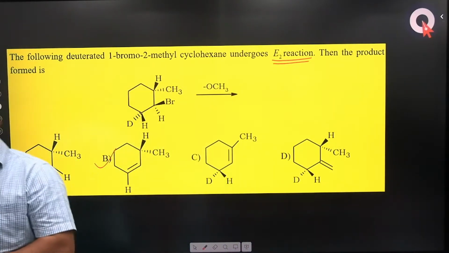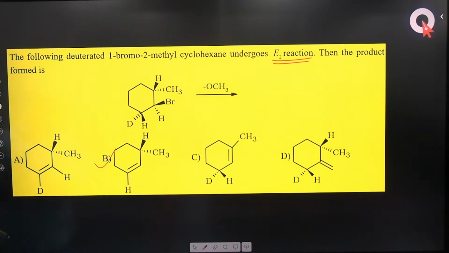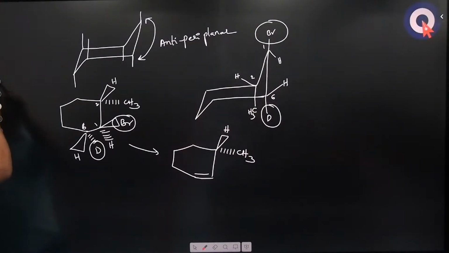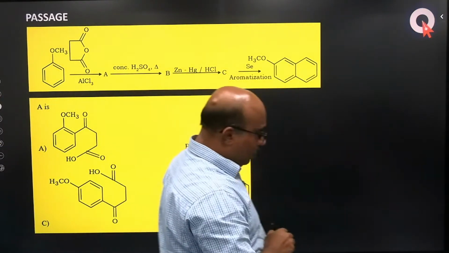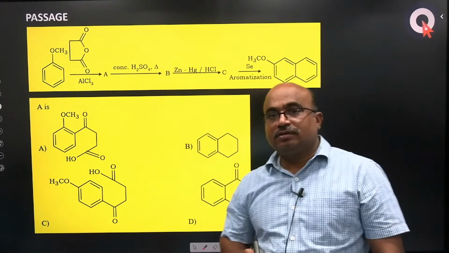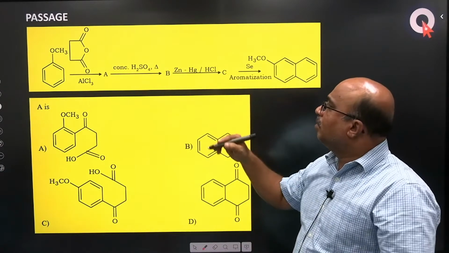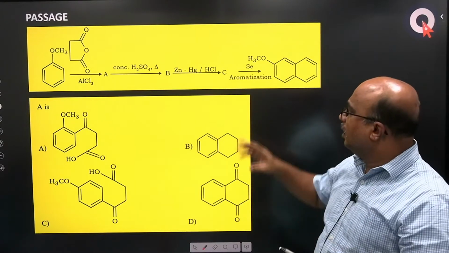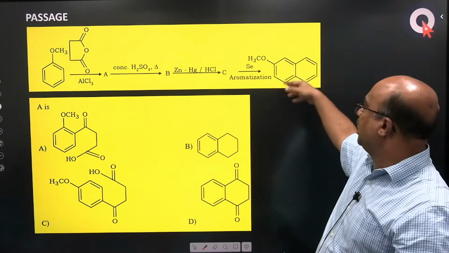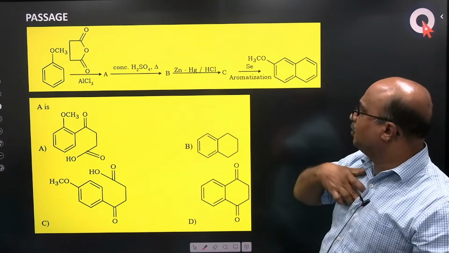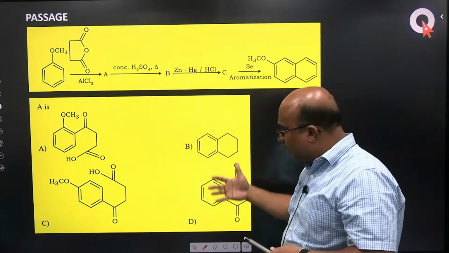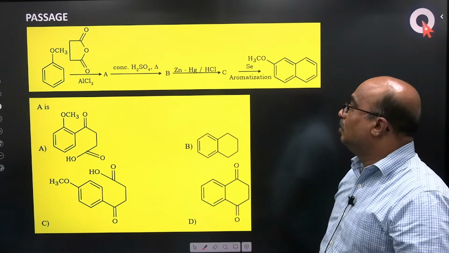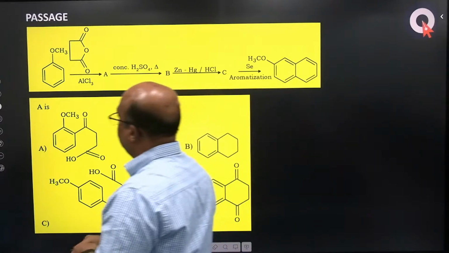Coming to the next. This one. OCH3, we treated with a particular reagent; let us say it is like a passage type question. So there are A, B, C. We are getting a final product which is after aromatization. So now, what A, B, C might be asked in the process. Let us see what they may be.